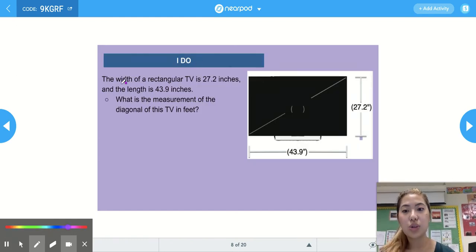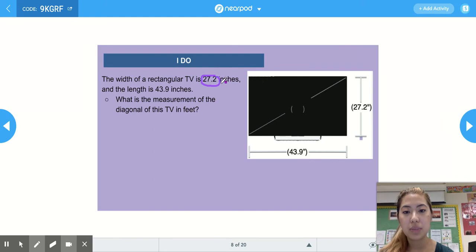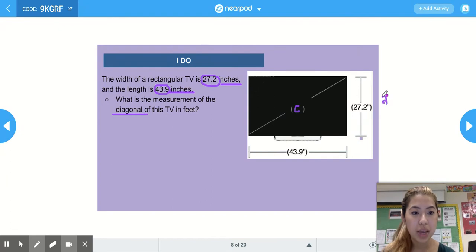This algebra reads: the width of a rectangular TV is 27.2 inches and the length is 43.9 inches. What is the measurement of the diagonal of this TV? So the first thing that I'm going to do is label the sides A, B, and C. The diagonal they're talking about is going to be our hypotenuse, which is our C value. And then our height is our A, and our base is our B value.